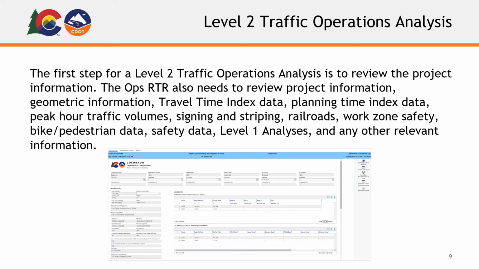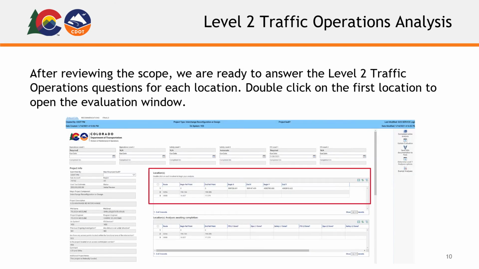Once the project loads, be sure to review the additional and supplemental information and/or any notes. If the PM, RTRL, or other RTRs have loaded this, it can be found in the Documents and Notes table at the bottom of the window. Scroll up to review the due dates located on the top of the evaluation window. After reviewing the scope, we are ready to answer the Level 2 traffic operations questions for each location.